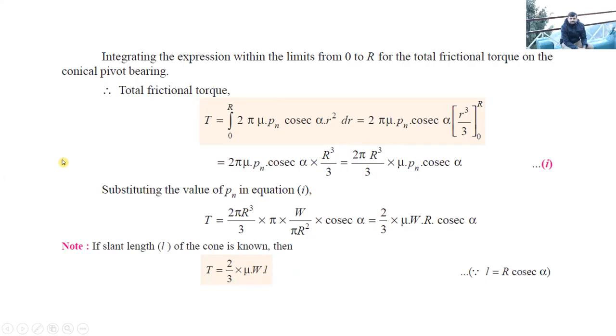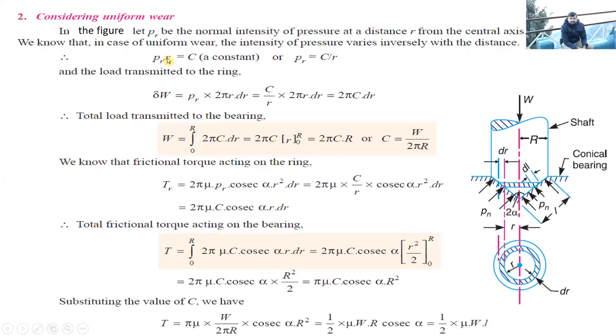Now, again, we saw according to uniform wear theory, this Pr into r would come out to be constant. This we have to assume. So this Pr is equals to C by r. Now, this del W would be pressure multiplied by the area of the ring. So it comes out to be Pr into 2 pi r dr. We'll substitute this value of Pr and we'll get del W is equals to 2 pi C into dr. So this is the amount of load acting on the elemental ring.